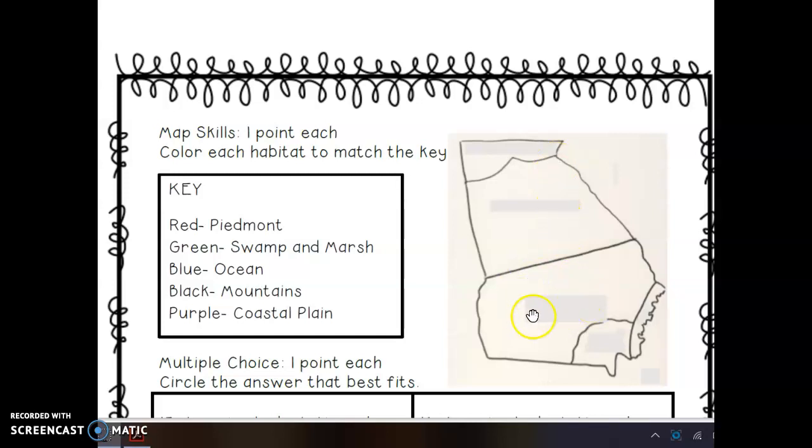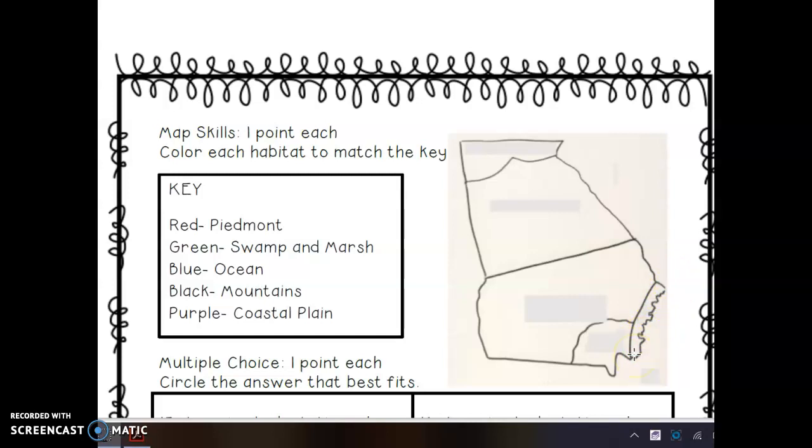And down here, we have the coastal plains. So this is right below the Piedmont, between the swamp and marsh and the ocean. So here we have the coastal plains, below that the swamp and marsh, and here we have the ocean.